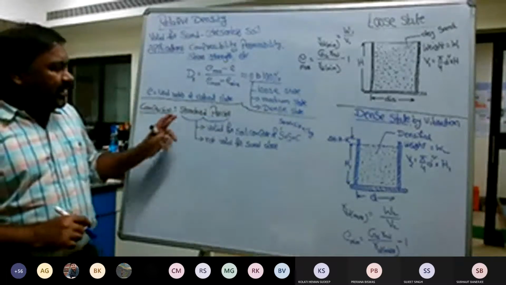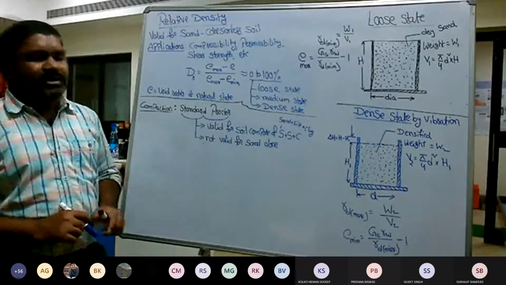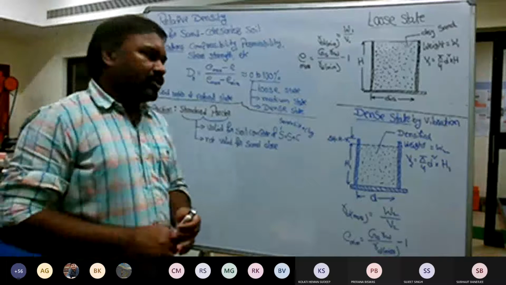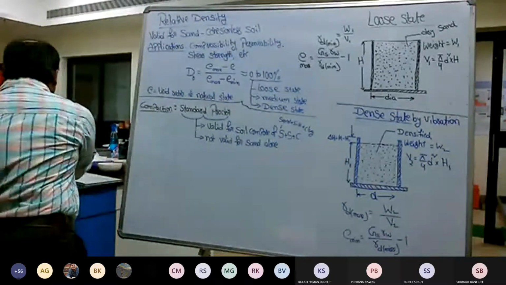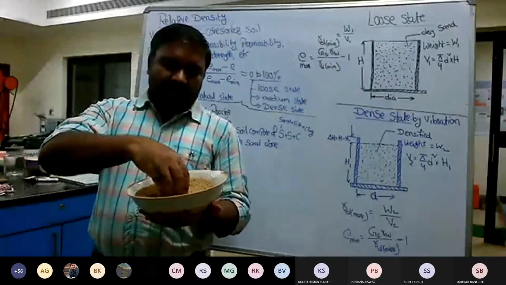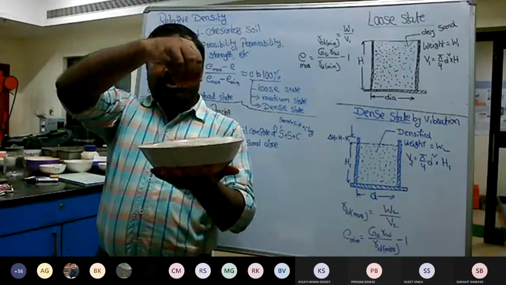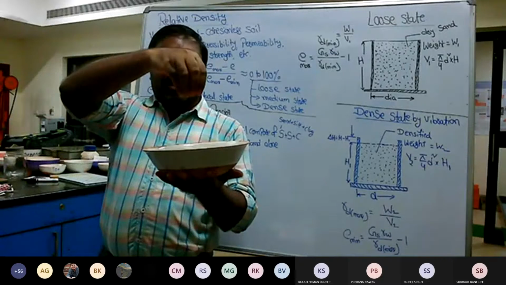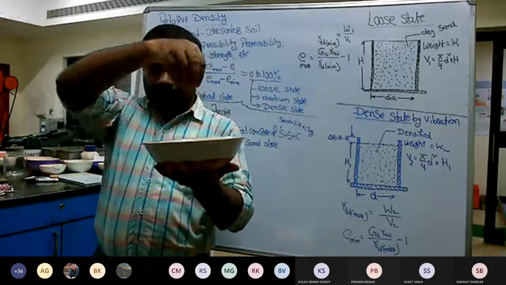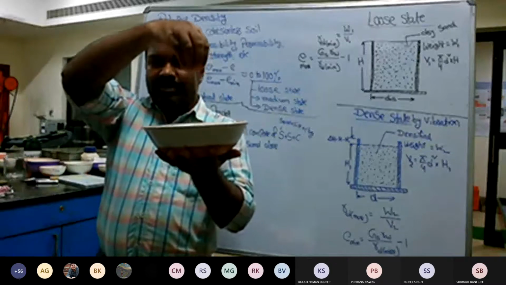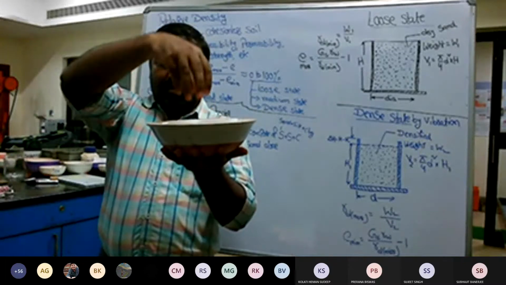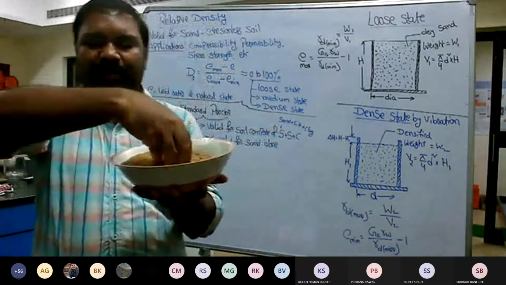The second aspect is that the same standard Proctor compaction test is not valid for a pure sand. Why? Let me take a small example. For example, I have taken a sand material here. If I take the sand in my hand, it is pulverized, in a very dry state and pourable. You can see how it is flowing from the hand to the container. So this is a completely dry state.